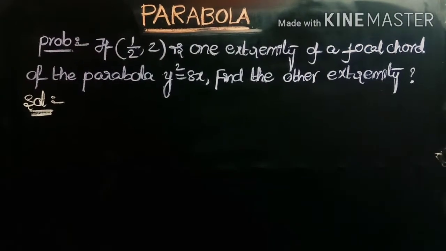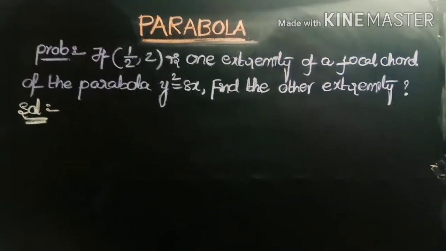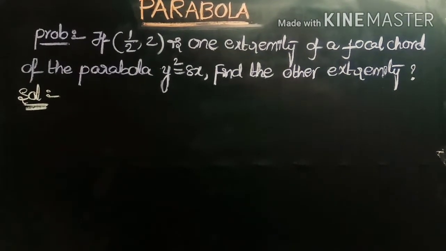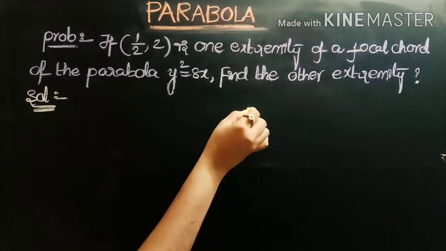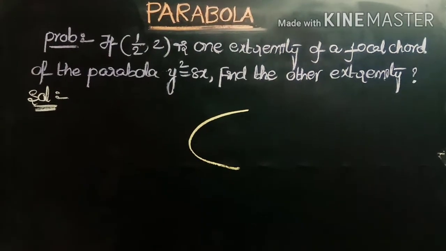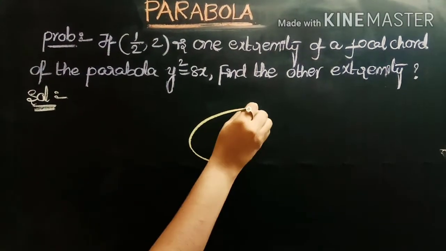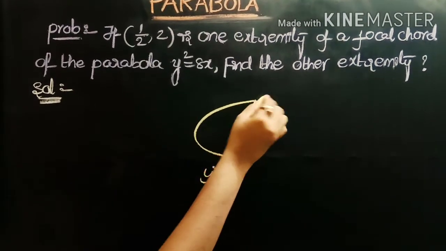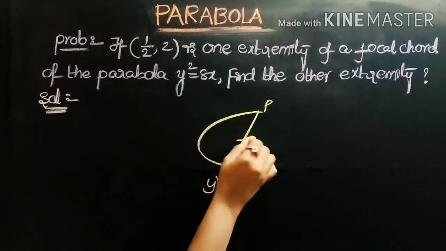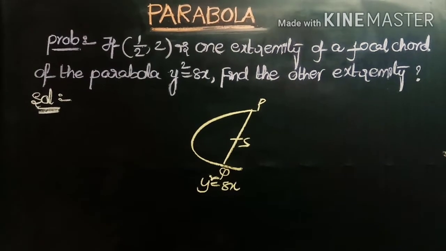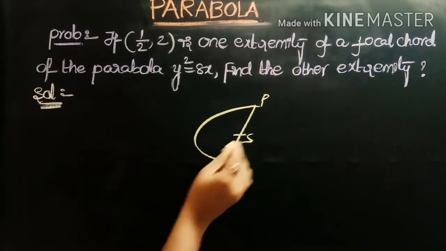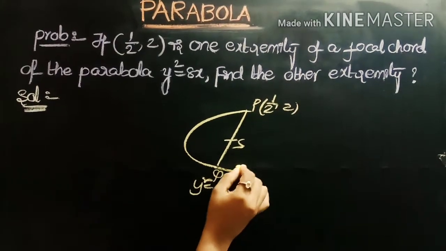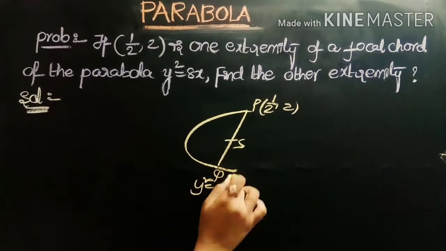Next problem: if (1 by 2, 2) is one extremity of a focal chord of the parabola y square is equal to 8x, then find the other extremity. So given that (1 by 2, 2) is one extremity of the focal chord of the parabola y square is equal to 8x. Now this is the parabola y square is equal to 8x and here PQ is the focal chord. What is given? (1 by 2, 2) is one extremity. Now find the other extremity. We want to find the point Q here.